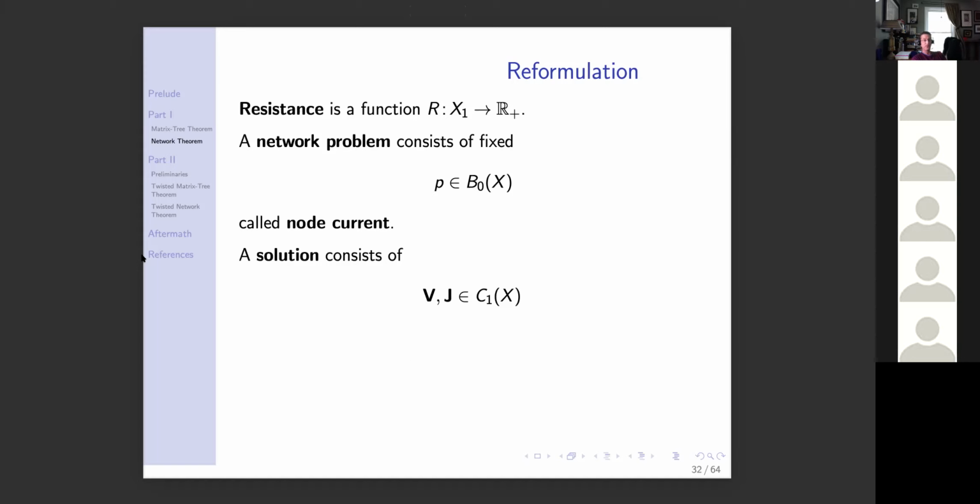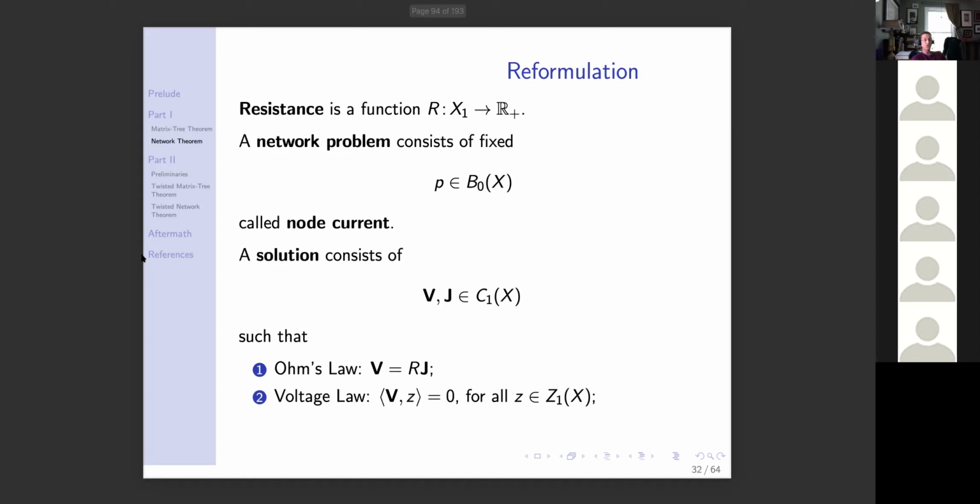and current J, satisfying, first of all, Ohm's law. That is, the voltage is a scalar multiple, given by the resistance, of the current. So that's Ohm's law. The voltage law says this.